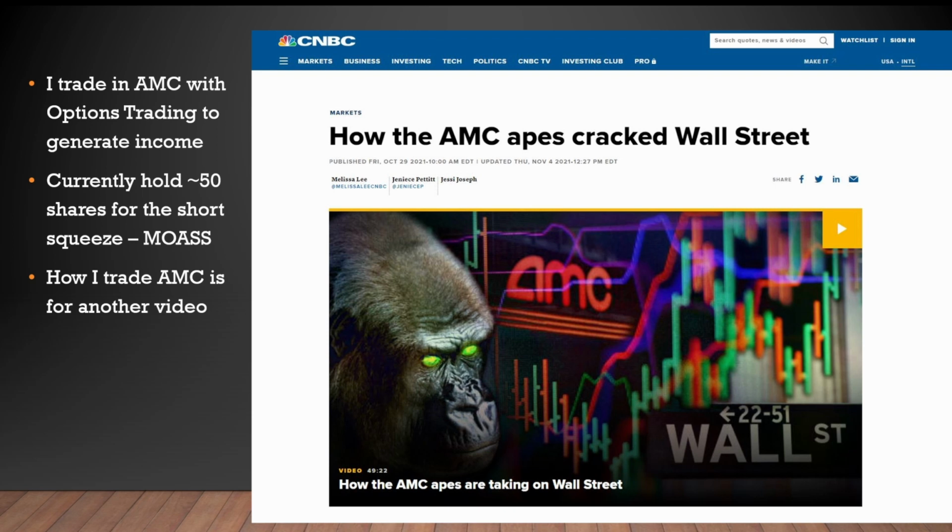So yeah, they are the bad points of AMC stock, and financially they are in a bit of trouble. However, I trade in AMC for different reasons, and that's because the stock is heavily shorted and manipulated. I also trade in AMC with options trading to generate income. Because of that volatility, I do earn a lot of premium from it, although overall I haven't actually made money from AMC, but that's a different story.